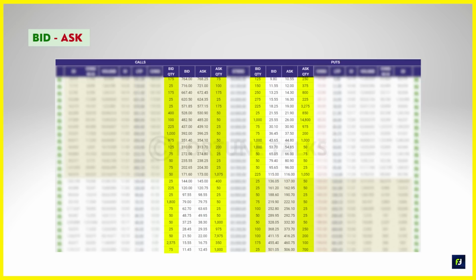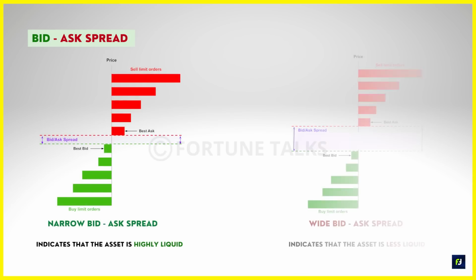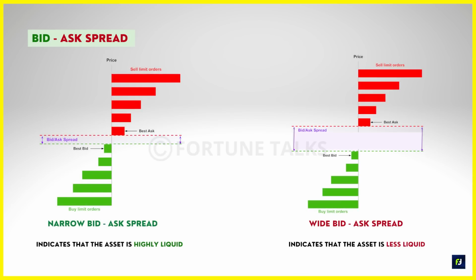So, in short, the bid and ask data helps you to visualize available prices and quantities for a particular strike. But how does this help in identifying the liquidity position of an option? This is where the width of the bid ask spread comes into play.